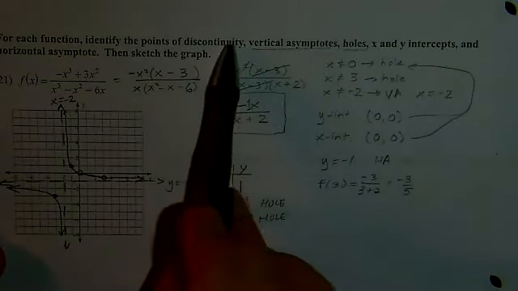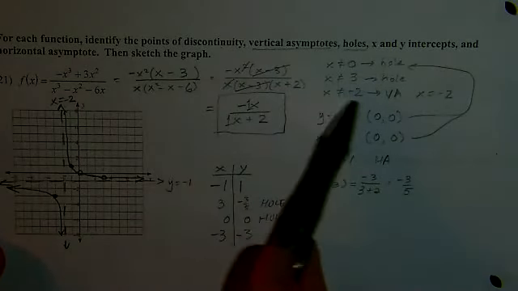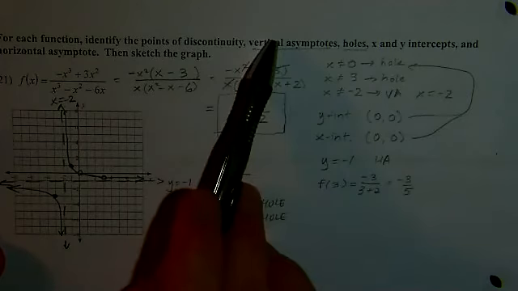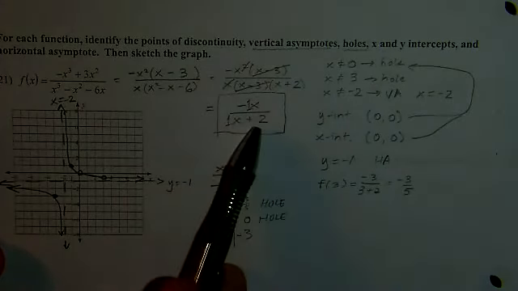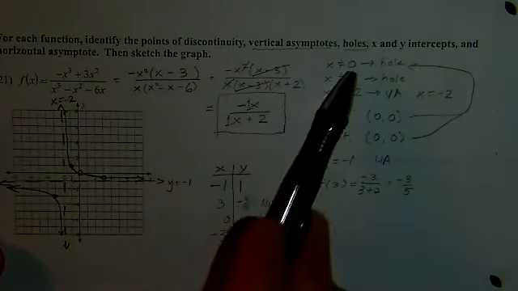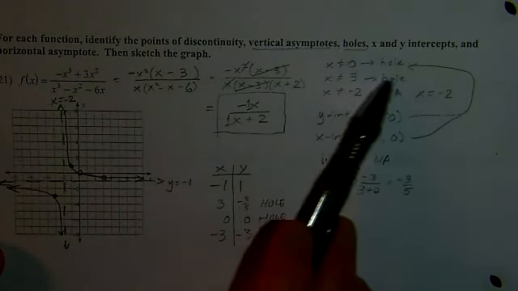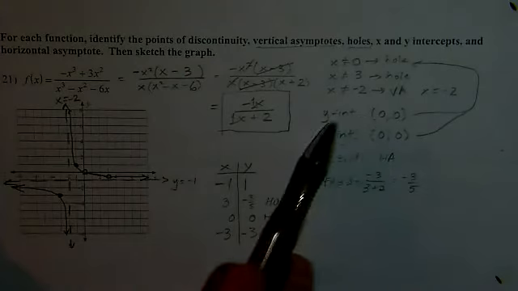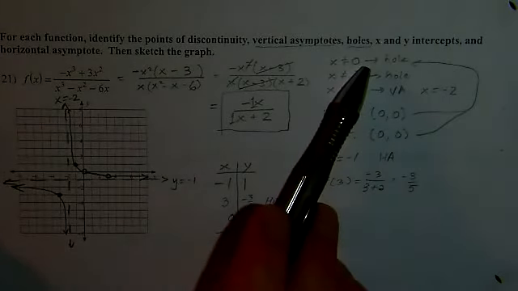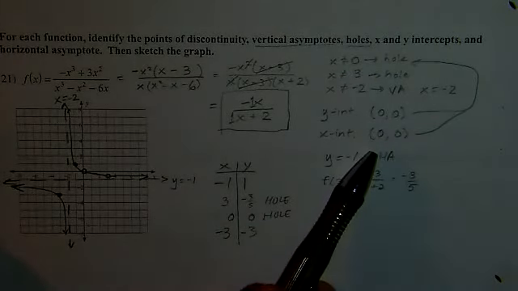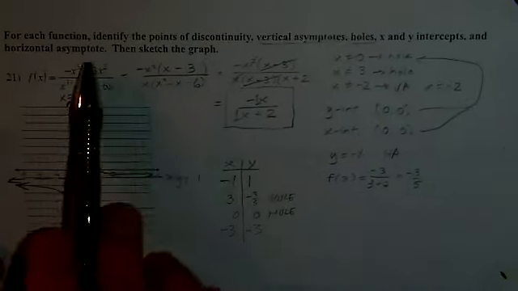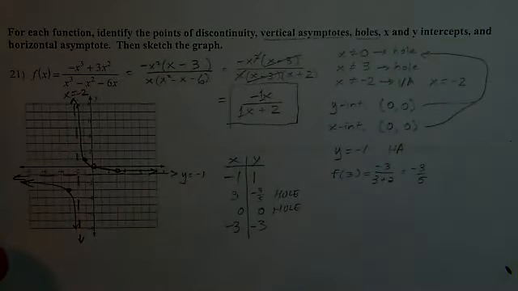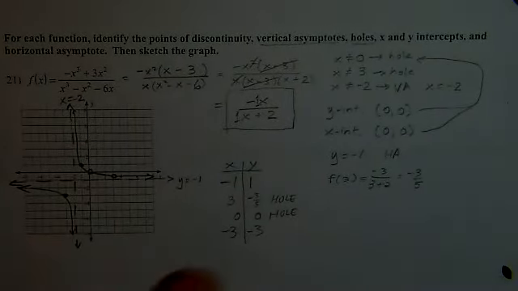I want you to find the discontinuities, so that was the first step. I want you to find the vertical asymptotes, that's when the denominator equals 0. The holes happen where the factors cancel out. The x and y intercepts are found in the usual way. We just want to verify they're not holes, for example, like they were in this one. And then lastly, the horizontal asymptotes. So look on those pages in the book that I referenced to help you.